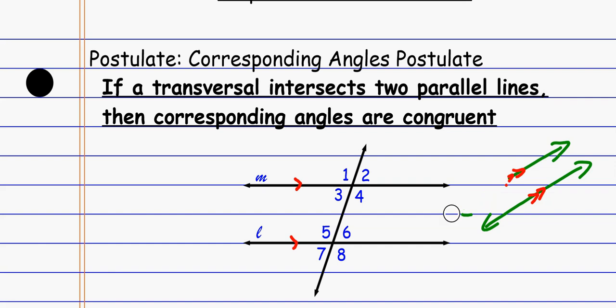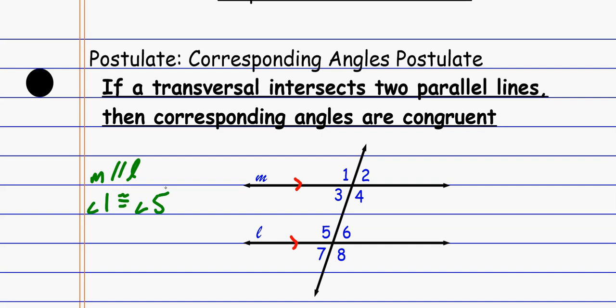So for this one, if I put those little dashes through there, now it's showing me that these are parallel lines. So I would say that M is parallel to L. And now in terms of matching up the angles, angle 1 is congruent to, well, look at the corresponding angle. Look at the position of angle 1. Look at the other group and say which angle is in the same spot. That would be angle 5.